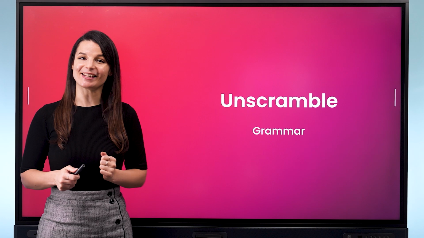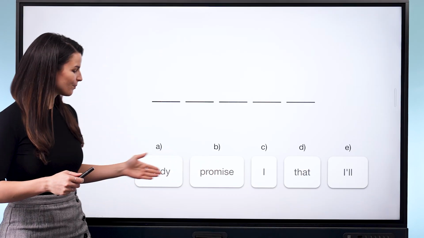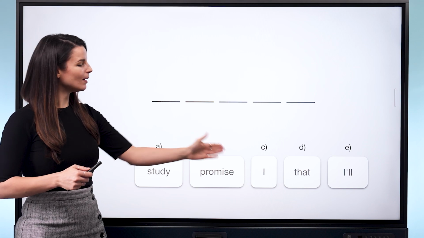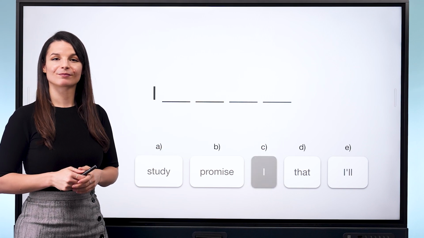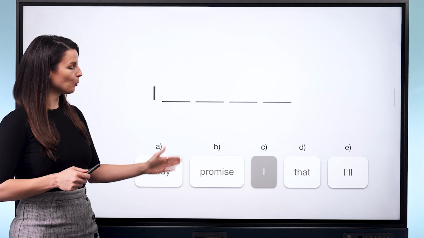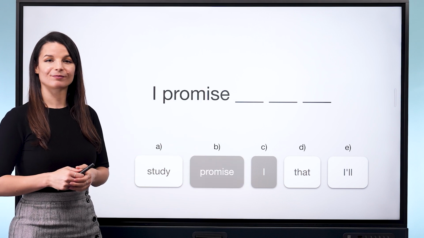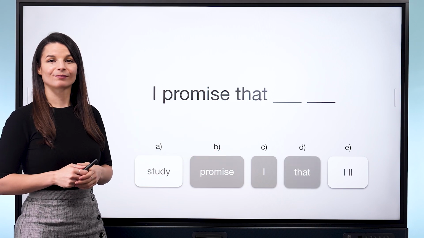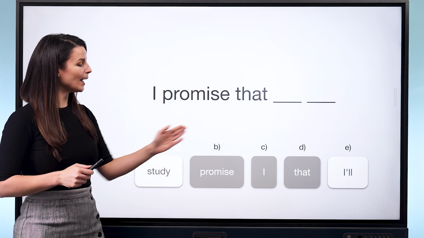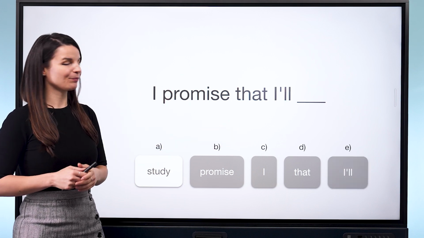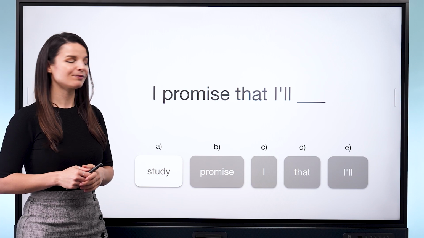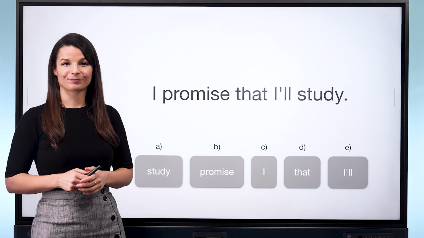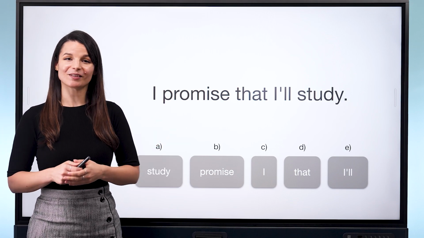Unscramble the words to make a sentence. I promise. I promise that. I promise that I'll. I promise that I'll study.